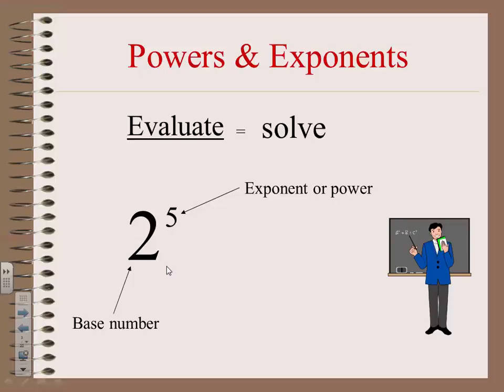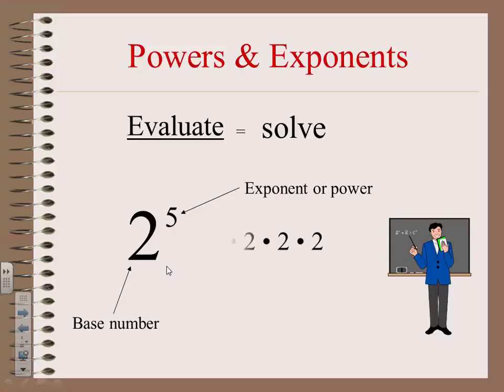And after you write that down, I want you to think about something here. 2 is the regular number. 2 is the number that we're saying we are using. We're using the 2. The 2 is what's important. That's why it's much larger than the 5. The 5 is an exponent, which means it's telling us how to use that 2.